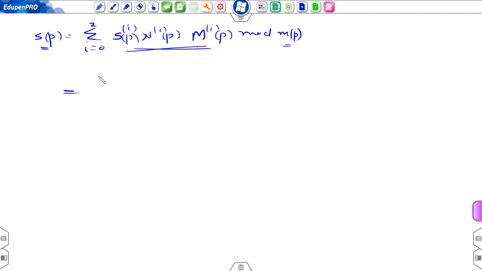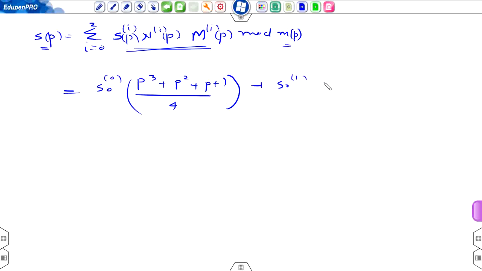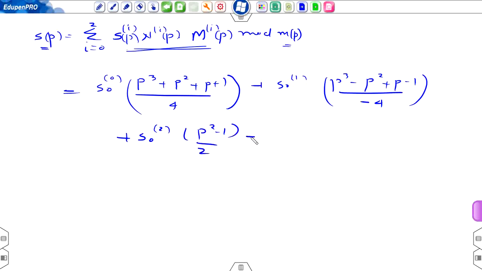So the resultant terms will be s0(0) times (p cube plus p square plus p plus 1) divided by 4. Now substituting the calculated values, s0(1) times (p cube minus p square plus p minus 1) divided by minus 4, plus s0(2) and (p square minus 1) by 2. I am directly putting the values. s1(2) is p into (p square minus 1) by minus 2.